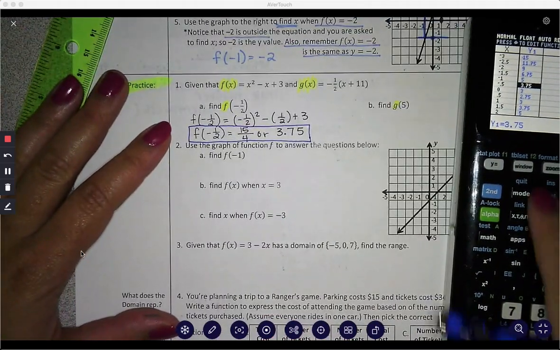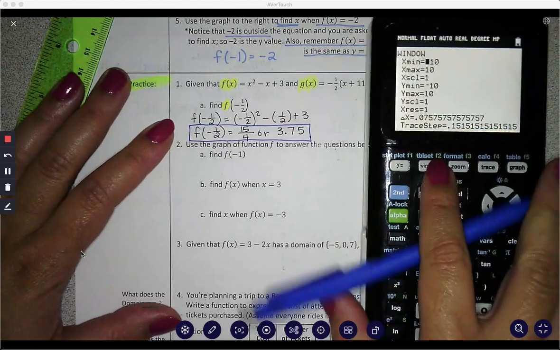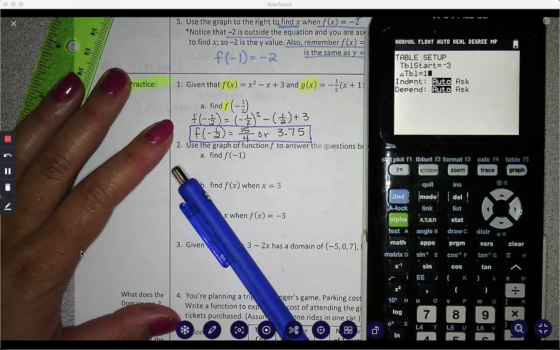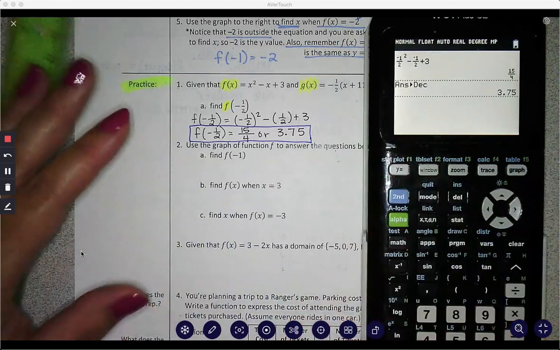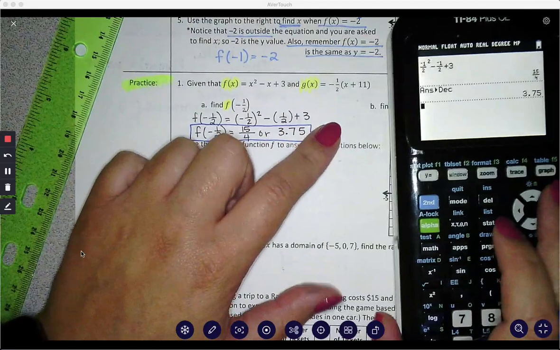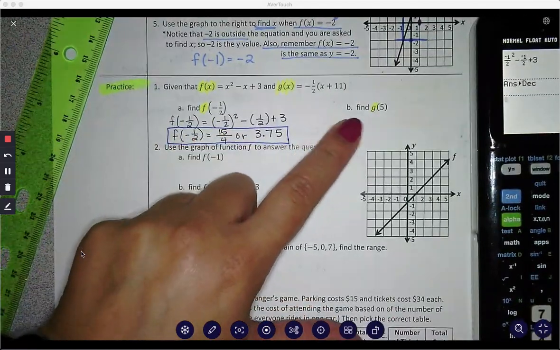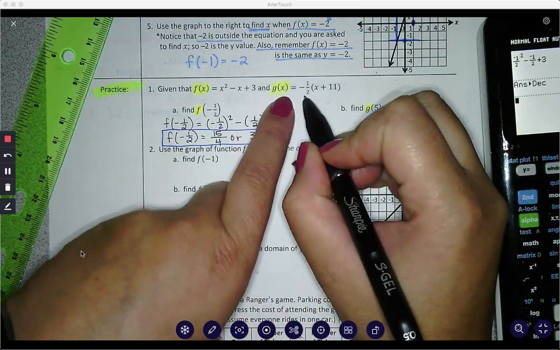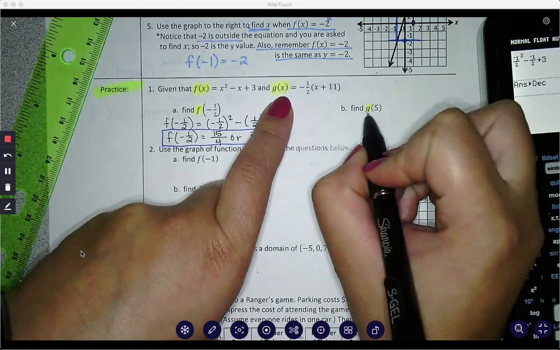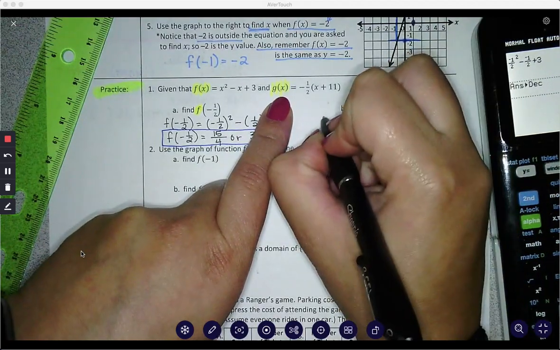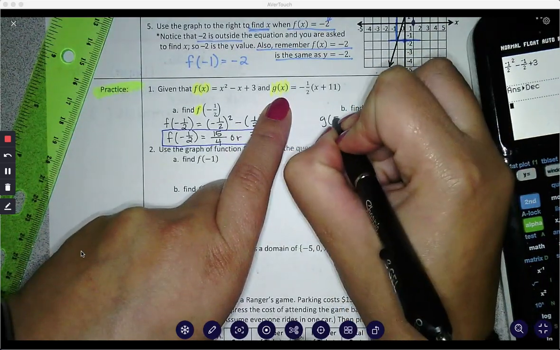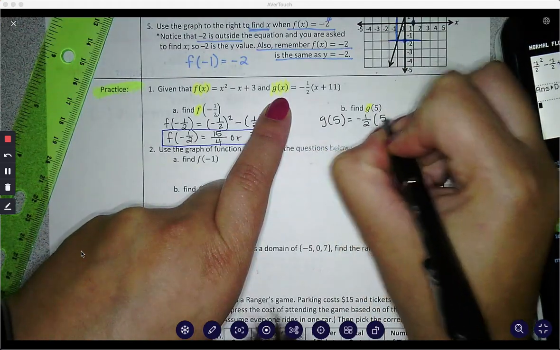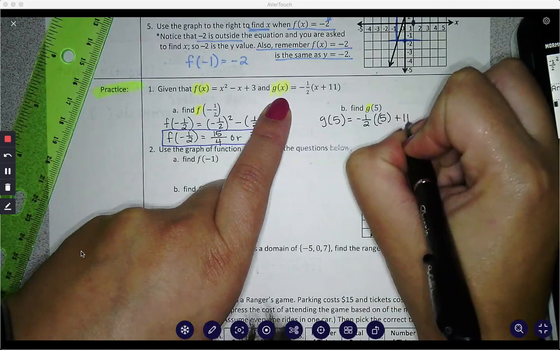Now I'm going to hit second window, and for table start, I'm going to clear it. I'm going to put 1 again because I want to make sure that my calculator is good just in case. So looking at B, find g of 5. Everywhere there is an x in this second equation, I'm going to plug in 5. So g of 5 equals negative 1/2 times (5 plus 11).